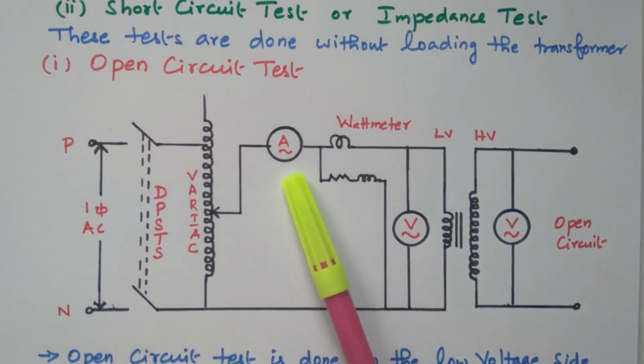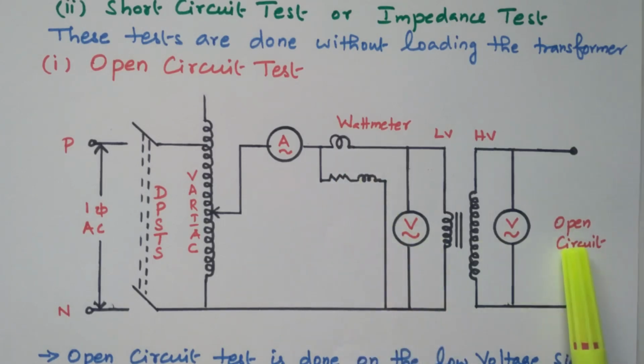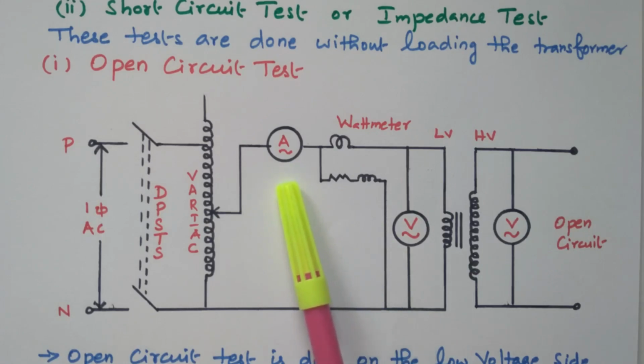So the ammeter reads the no load current, the voltmeter reads the rated voltage, and the wattmeter reads the no load power. Since there is no load, the current flowing is very small, so we can neglect the copper loss. There is no copper loss because only a negligible amount of current flows through the winding.